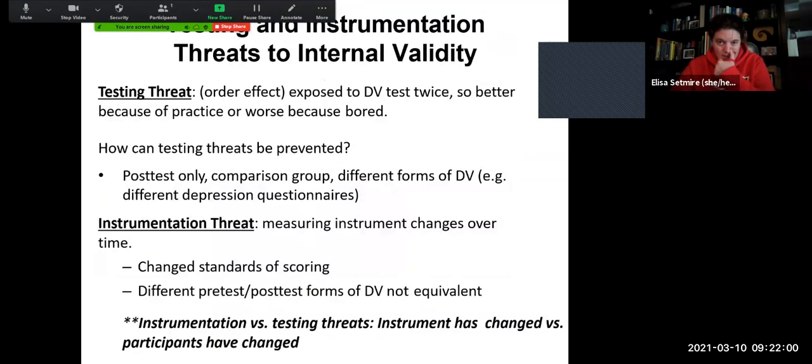We can also have testing threats and instrumentation threats. Testing threats is an order effect.